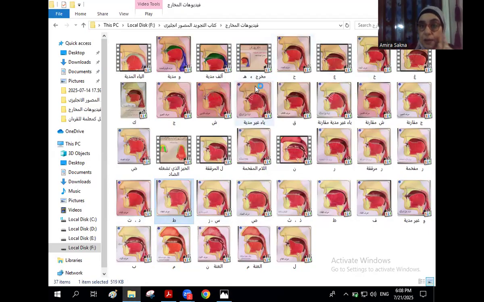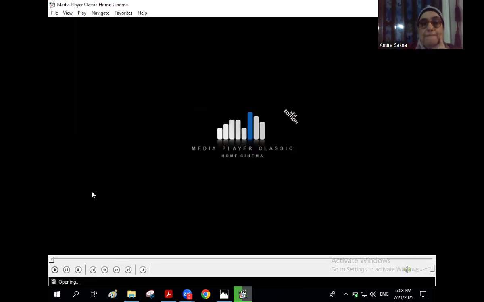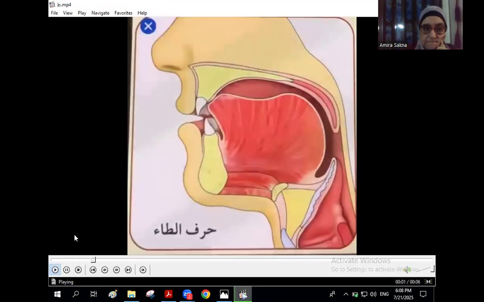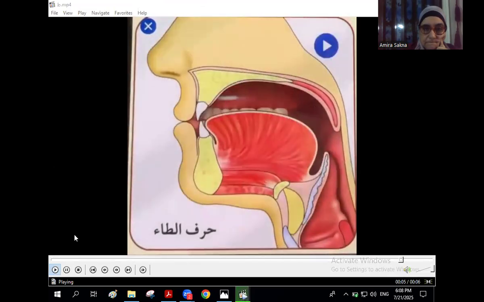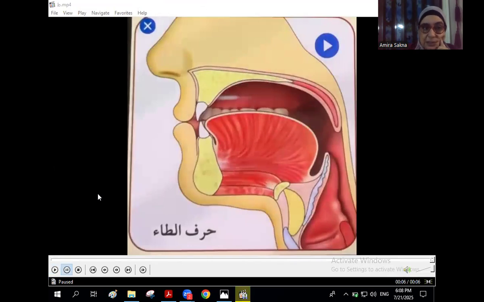We'll start with the ta. Up, up, up. Did you notice? Tip of the tongue with the roots here. Do not put it here, kindly. The tip with the roots of the upper central incisor. And with ta, back of the tongue, notice that it will be higher and the epiglottis will be returned towards the throat wall.